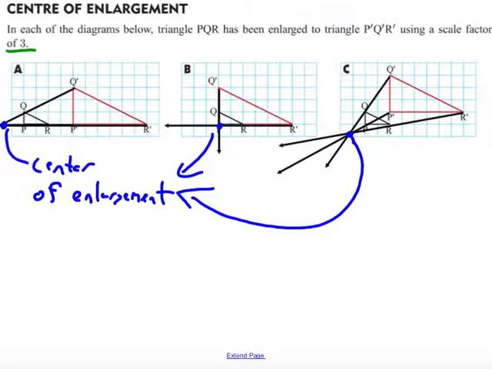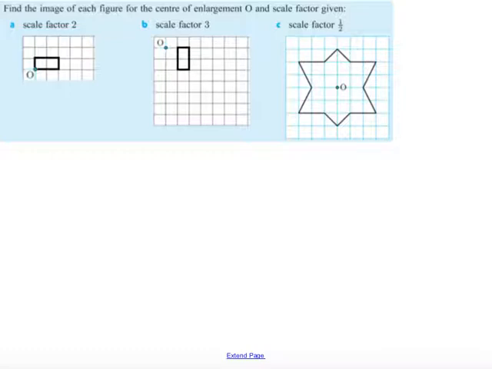In our last example here, we're going to find the image given our scale factor and our center of enlargement. Notice our center of enlargement is defined by that point O. So on A, we are going to enlarge it by 2. So what was 1 is now 2. What was 2 is now going to be 4. And there in the blue is our image.